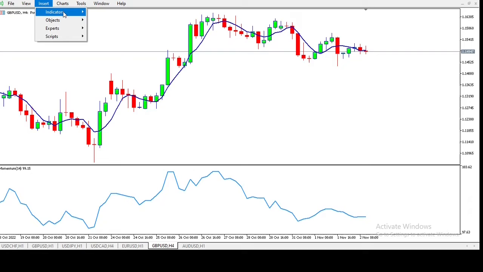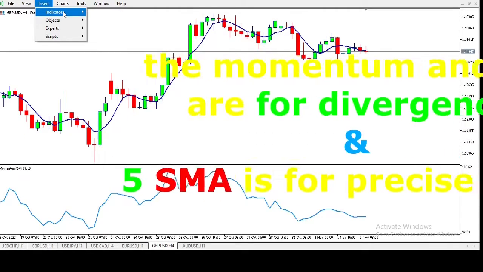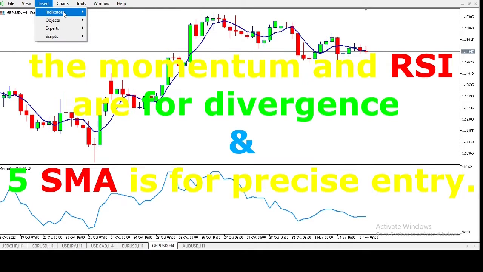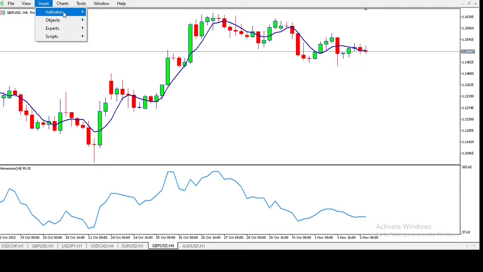This way we bring in our oscillators and trend indicators. We bring in our RSI, our momentum, and our 5 SMA. The RSI and the momentum are for divergence, and the 5 SMA is for precise entry.